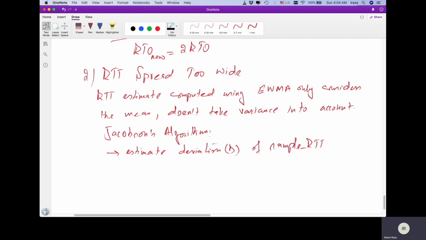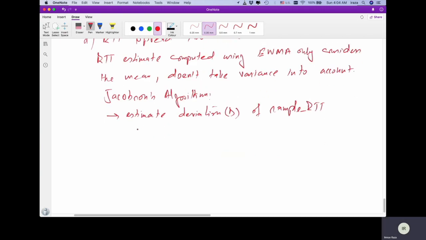But now, in order to control the RTT spread, we need to estimate its deviation, and this can be calculated. It's very easy. The deviation, represented by D, is: D new equals beta times D old, plus 1 minus beta, times the absolute value of sample RTT minus estimated RTT.